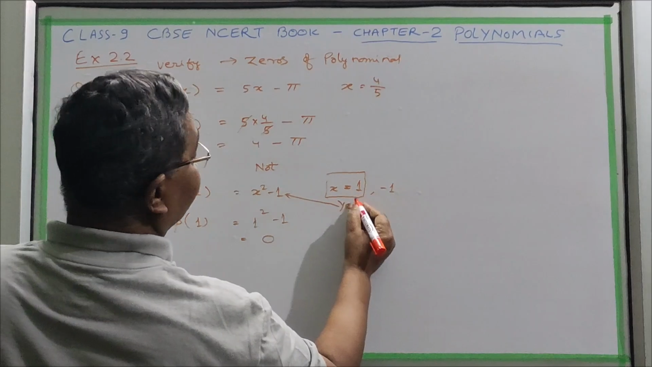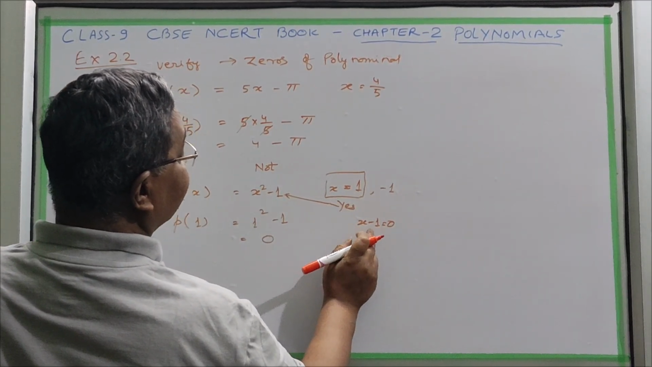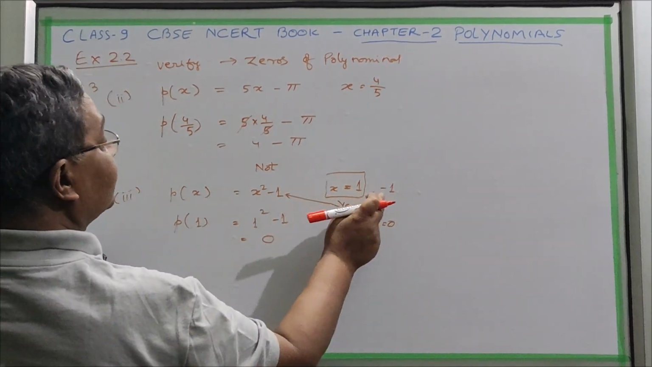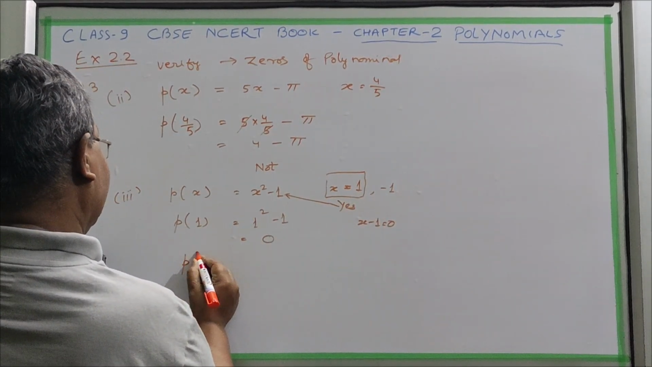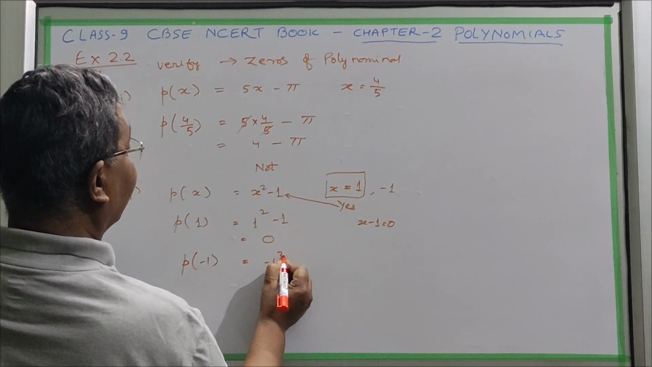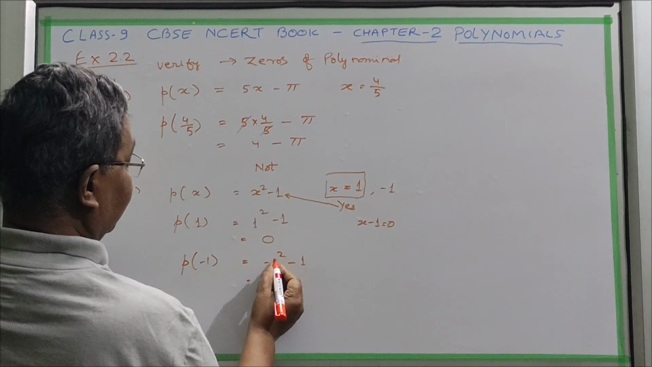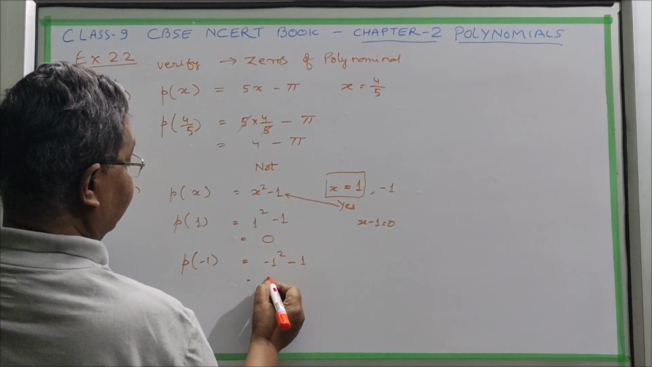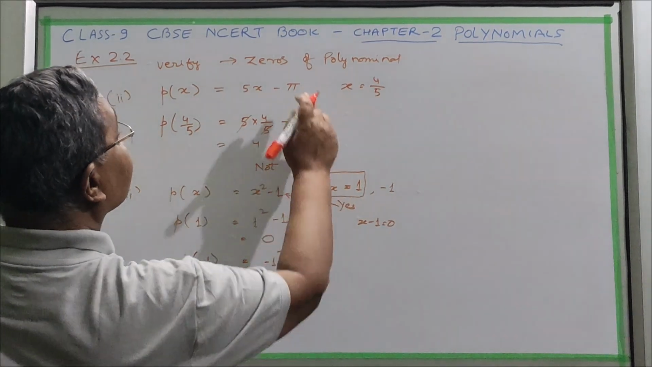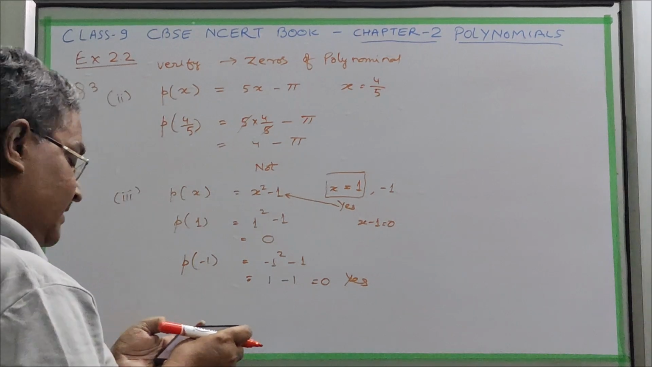x equal to 1 means x minus 1 equal to 0, so this is a zero of it. Likewise we take minus 1, P(minus 1). So minus 1 whole power 2 minus 1: the power is even, so it will become plus. 1 minus 1 equal to 0. So this is also a zero, yes. In this way you can find it.